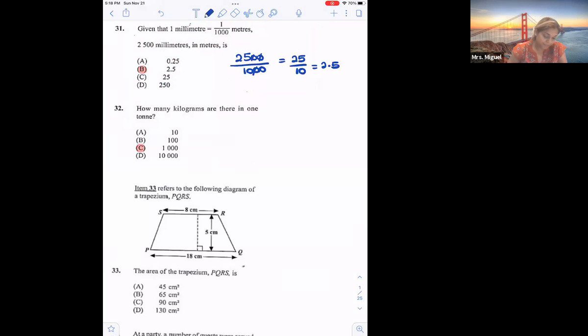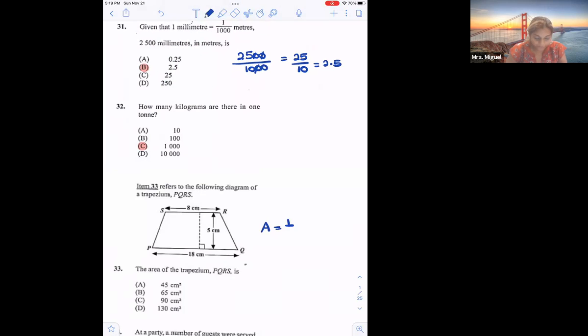The area of the trapezium is a half the sum of the parallel sides multiplied by the height. This is the parallel side. This is the parallel side. So it is a half of 8 plus 18 multiplied by the height 5. 8 plus 18 is 26. So a half of 26 multiplied by 5. 2 could go into 26 13 times. 13 by 5 is 65. The answer, B as in boy.